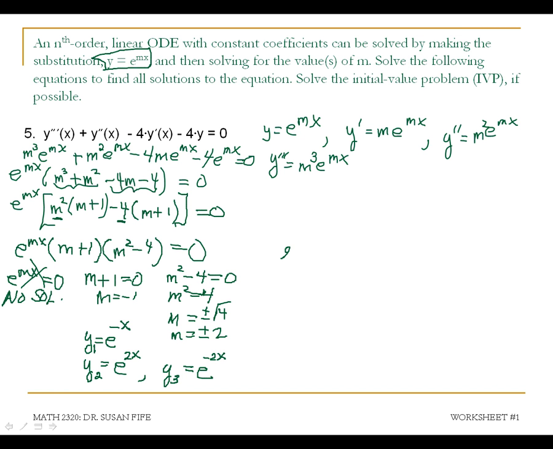To get the general solution, you want to put those three solutions together and multiply each by a constant, so that our general solution becomes y equals c1 e to the negative x plus c2 e to the 2x plus c3 e to the negative 2x.